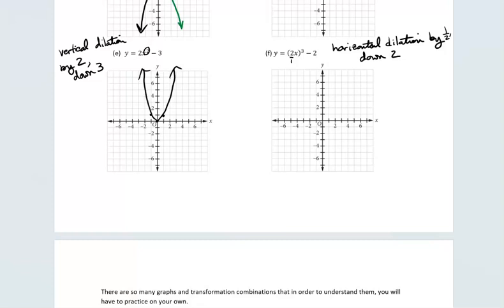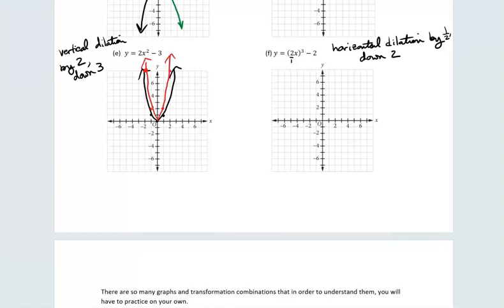But because this is vertically dilated by 2, then instead of it being at the point 1, 1, right here, if I plug 1 in, I actually get the point 1, 2. So it's pulling it up. And instead of 2, 4, I'm going to get 2, 8. Because it's pulling that up also. So it's going to look something more like this. It's much thinner. It's going to grow much faster.